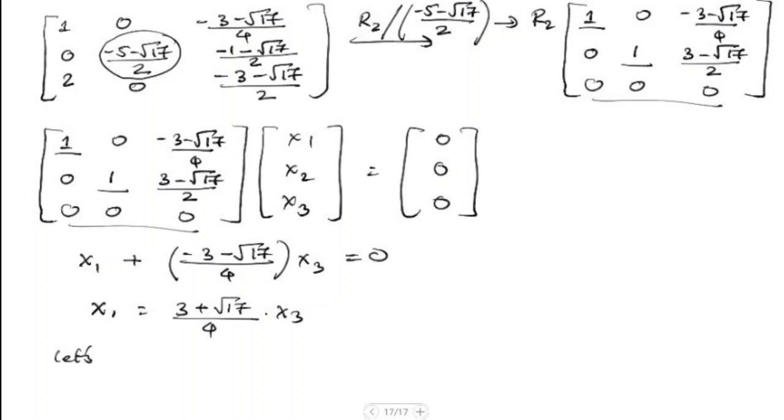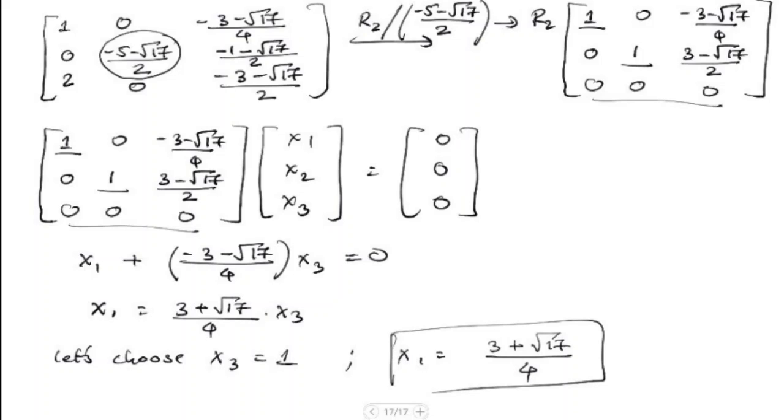And now let's choose x3 to be equal to 1. So in that case x1 will be equal to (3 plus root 17) divided by 4. So that will be the value for x1 then.